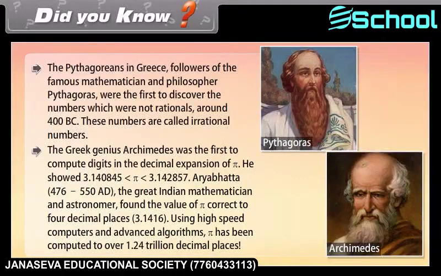3.140845 is smaller than pi is smaller than 3.142857. Aryabhatta, 476 to 550 AD, the great Indian mathematician and astronomer, found the value of pi correct to 4 decimal places, 3.1416. Using high-speed computers and advanced algorithms, pi has been computed to over 1.24 trillion decimal places.